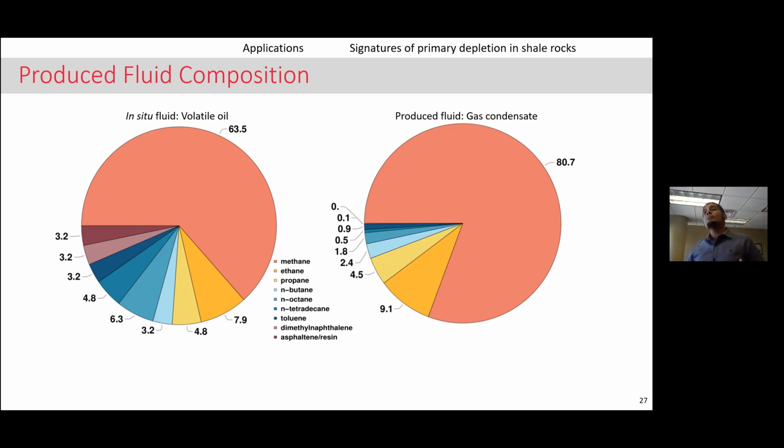Because if you're talking about shales, typically people talk about 5 to 10% recovery of the original oil in place. And if you're talking about only a 5 to 10% recovery, you're leaving behind 90% of the target. What is the composition of that target? That becomes very, very important.